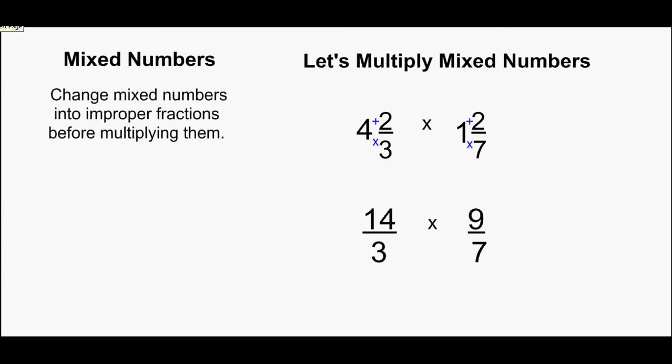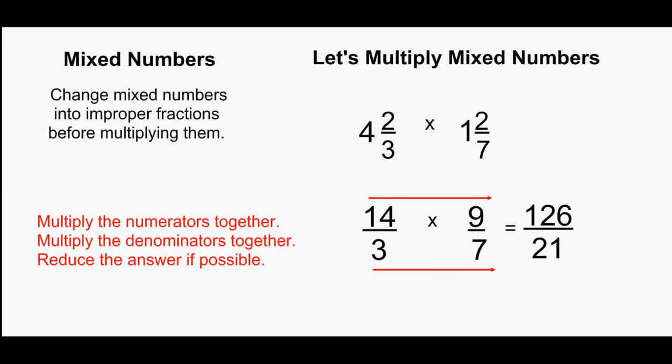Now, using the improper fractions, multiply the numerators together. 14 times 9 equals 126. And multiply the denominators together. 3 times 7 equals 21. Our answer, 126/21, can be reduced to 6.